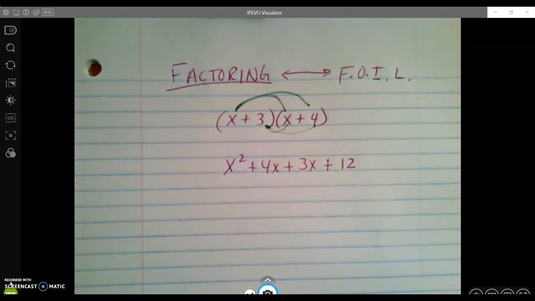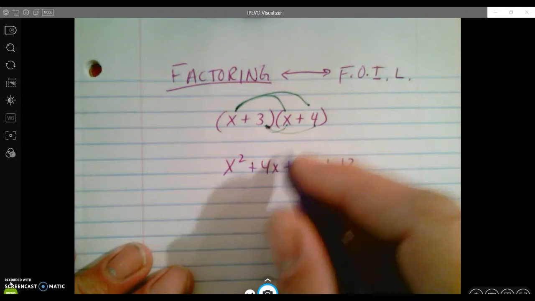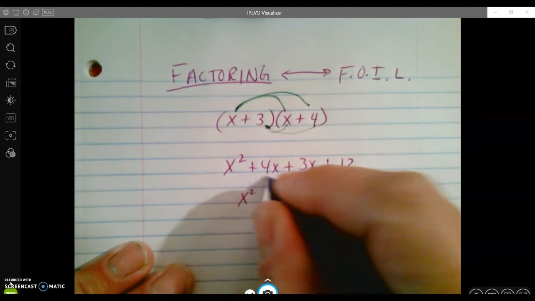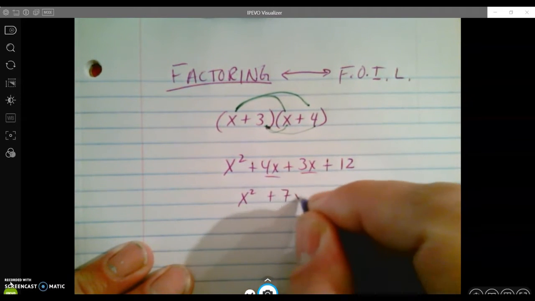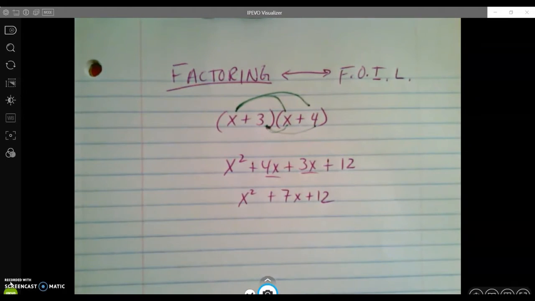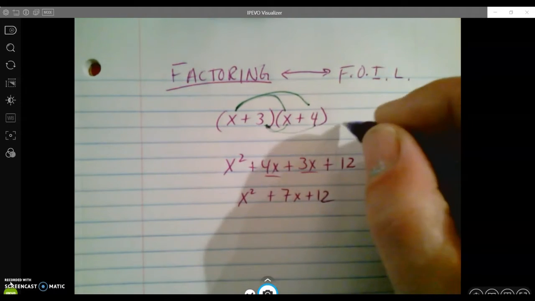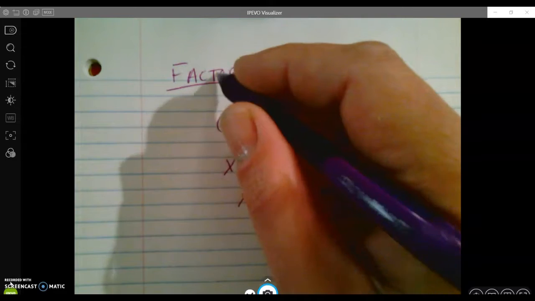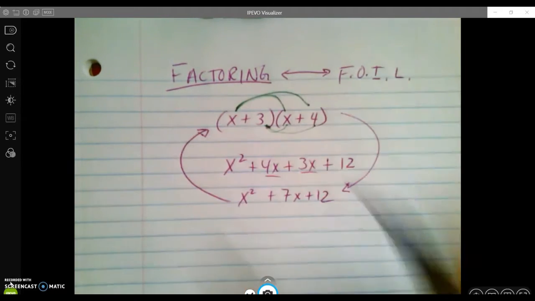So I went a little fast because we've done these before already, and we're going to try and talk about where we're going with this. 4x, 3x, that gives you 7x plus 12. So the difference here is we used FOIL here to get us eventually to here. What we're trying to do with factoring is go backwards.